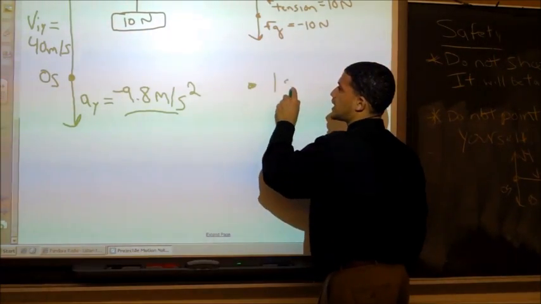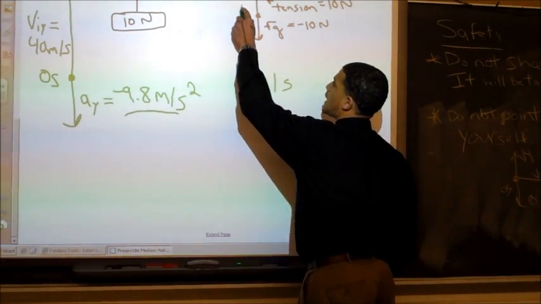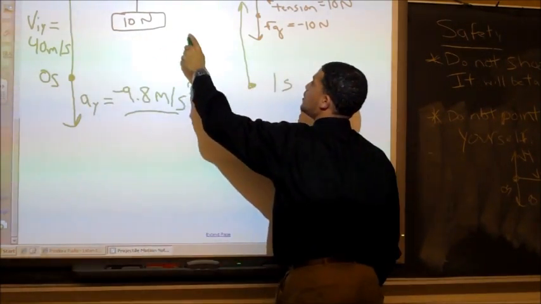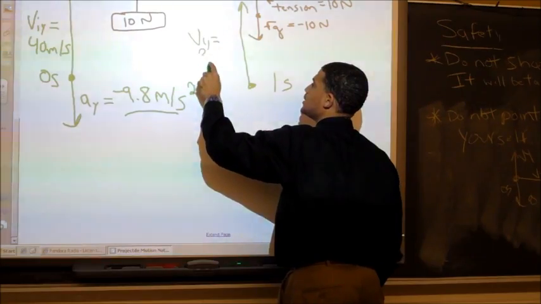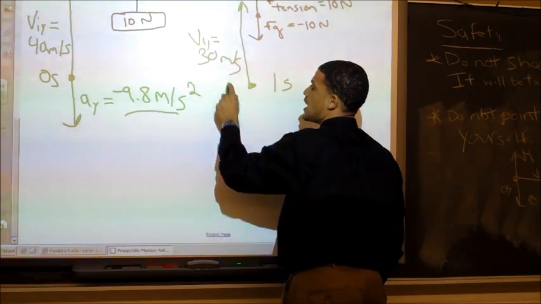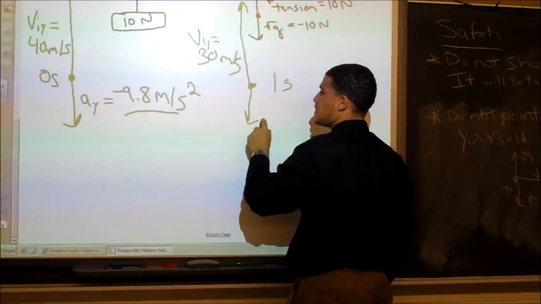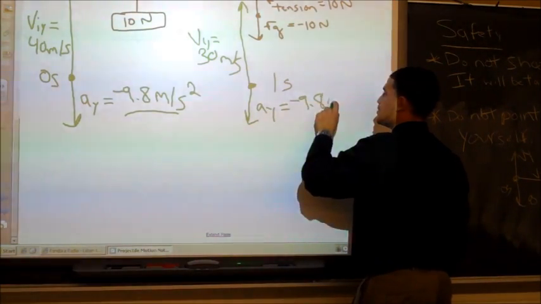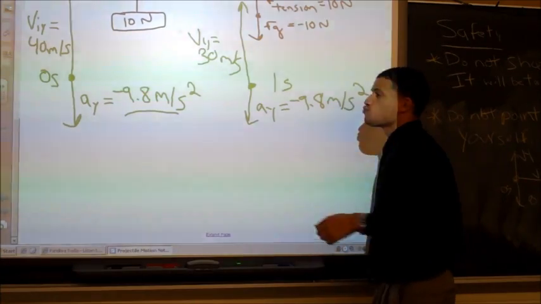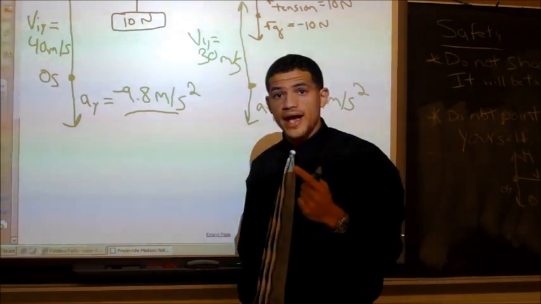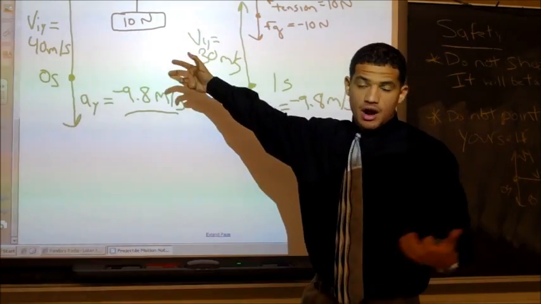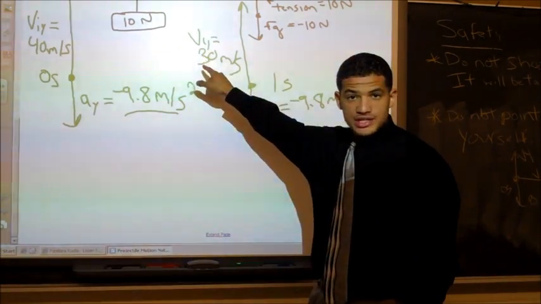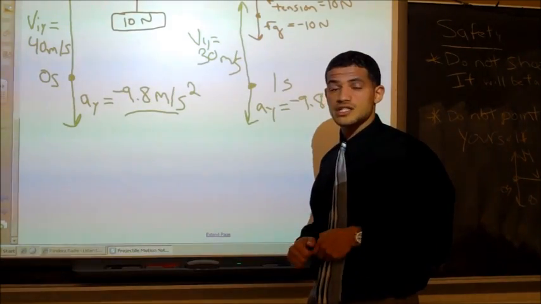So that at 1 second, our velocity in the y, notice, is not as high as our original velocity vector, but our velocity in the y equals 30 meters per second, and we still have an acceleration in the y of negative 9.8 meters per second squared. However, there's more than one way to determine that. We use our processing skills in our brains to figure out that after 1 second, we'll be going 10 meters per second slower.